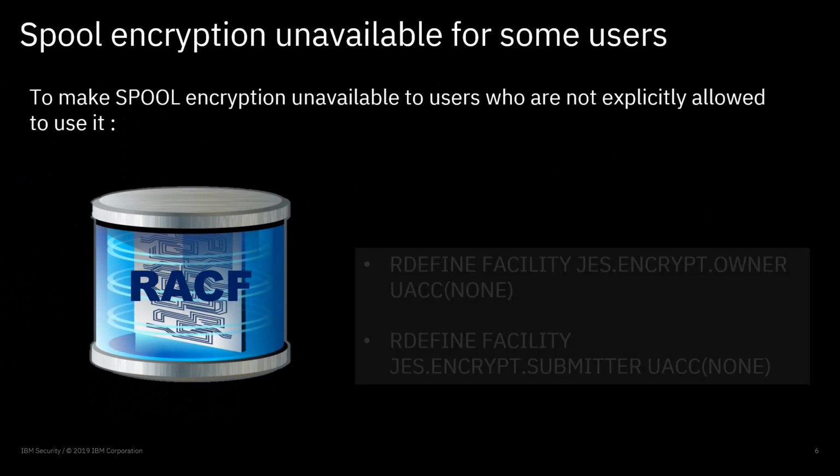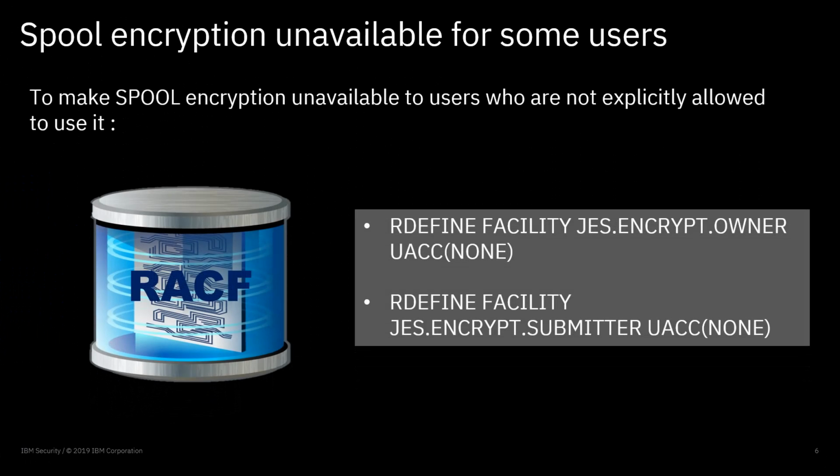With spool encryption, you can protect data that resides on spool from being viewed by unauthorized users. Authorization is based on access to the key label that identifies an encryption key that is used by the access method to encrypt and decrypt the data. To do this, you have to define the JES encrypt owner and JES encrypt submitter profiles in the RACF FACILITY class with a universal access of NONE.